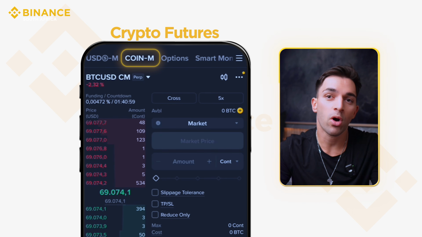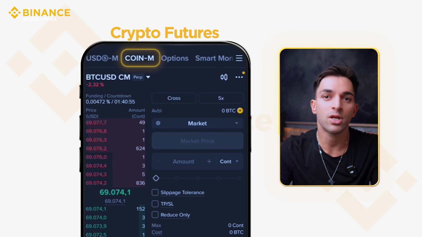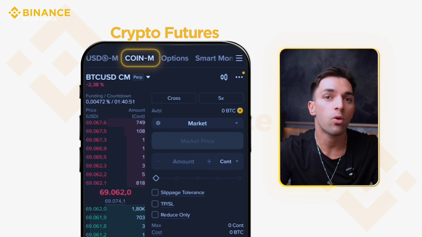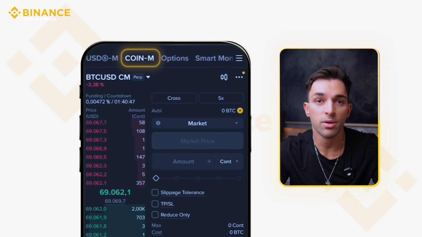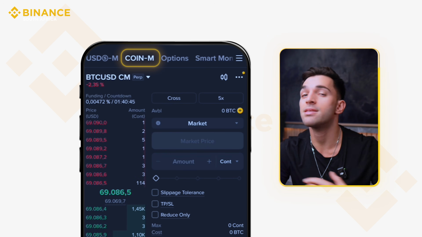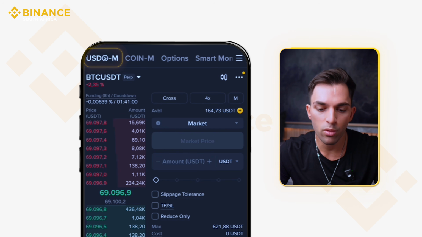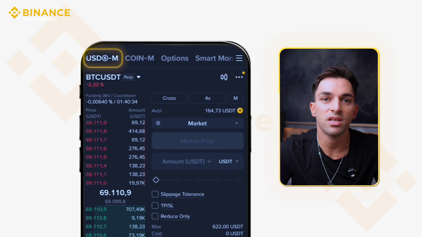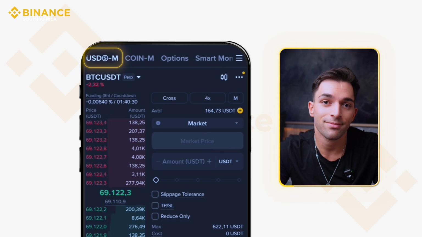The other type is coin margin futures. These are settled in the cryptocurrency itself, like Bitcoin or Ethereum. So if you're trading Bitcoin futures, your profit or loss would actually be paid in Bitcoin. Your collateral will also be in crypto, so this can be more risky since they are more volatile than stablecoins. For this tutorial, we'll be using US dollar stablecoin margin futures, which is what most beginners use because it's simpler to track your profits and losses in stablecoins.